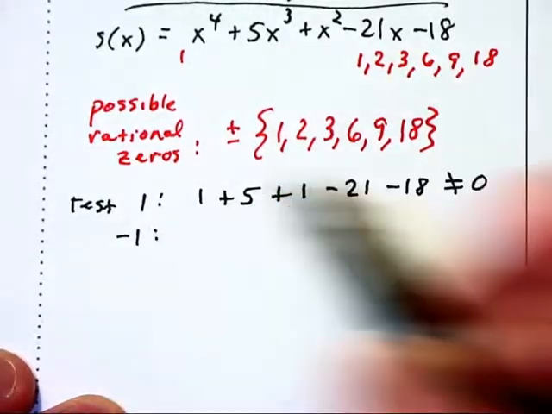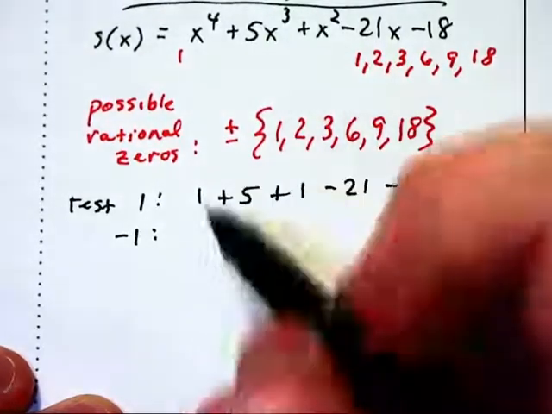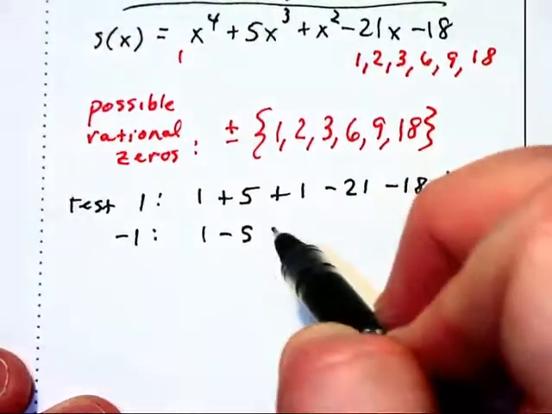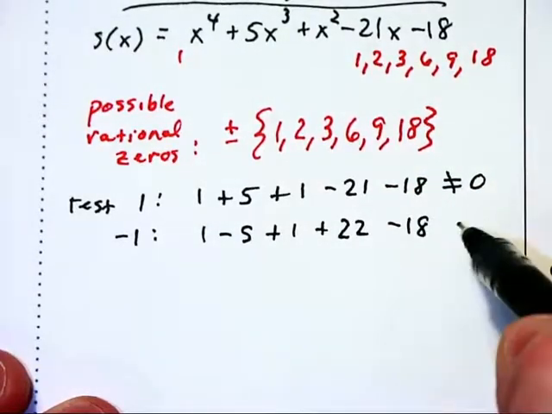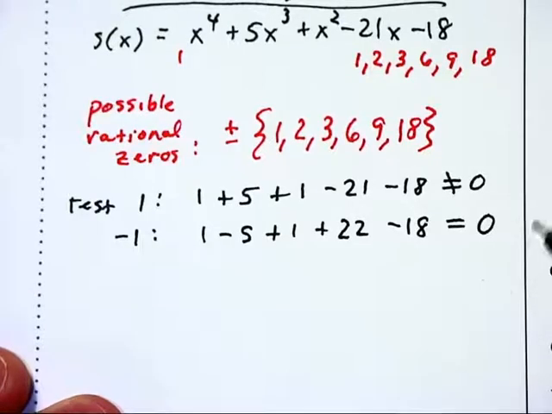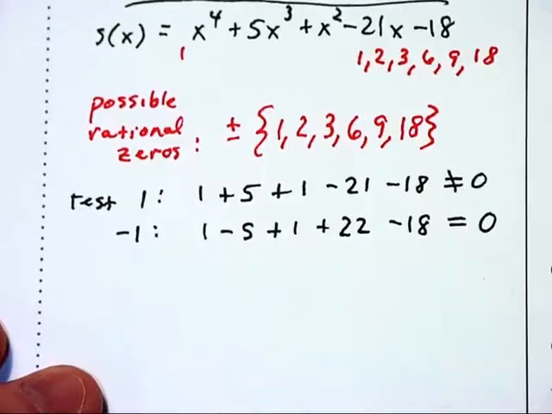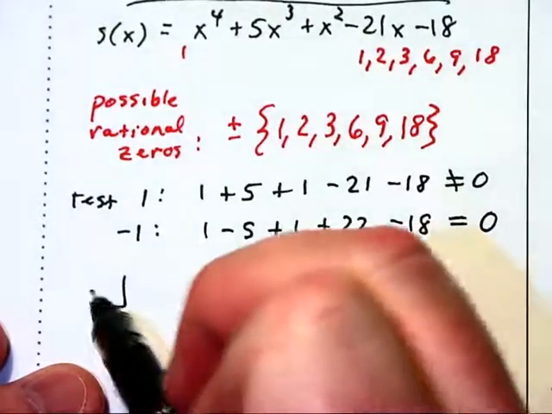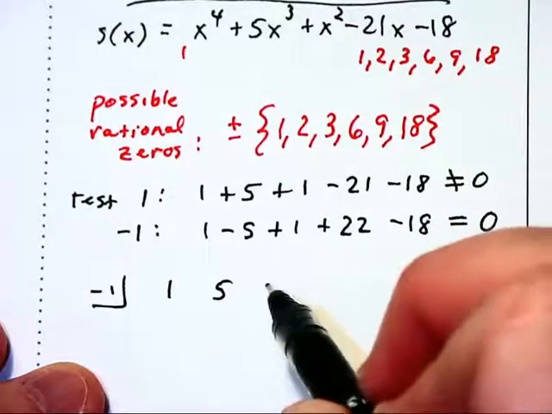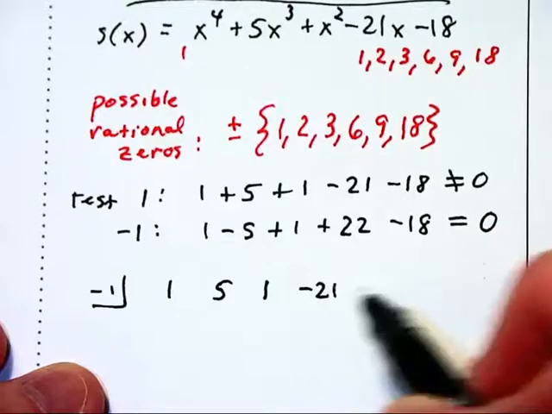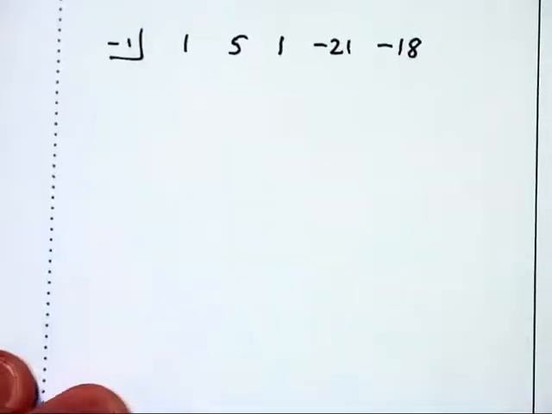Let's try it for negative 1, and that means changing the sign on the odd degreed terms. So we would have 1 minus 5 plus 1 plus 21 and minus 18, and this does add up to 0. So we know that negative 1 is a zero, and we should start our synthetic division at that point. So here we go with negative 1. Our polynomial is 1x to the fourth, 5x cubed, 1x squared, minus 21x, and minus 18. And I'm going to start the problem right there all over again.